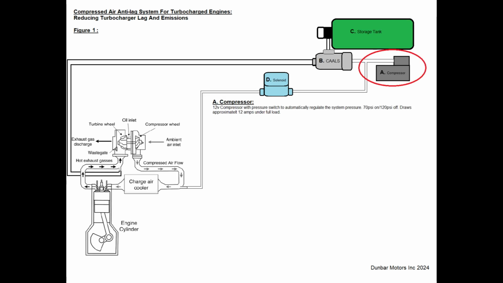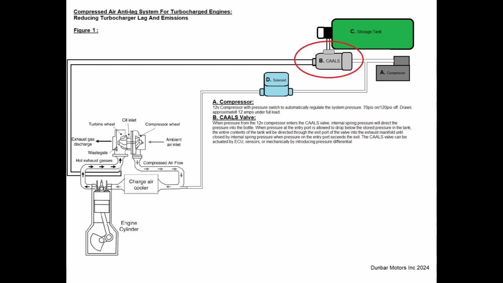In this example of the compressed air anti-lag system, a 12-volt compressor turns on at 70 psi and turns off at 120 psi and draws about 12 amps. When the pressure from the compressor enters the valve's entry port, it's then directed into the storage tank. Once the pressure at the entry valve is lower than the tank pressure, the valve will then direct the entire contents of the tank out the exit port of the valve directly into the exhaust manifold.